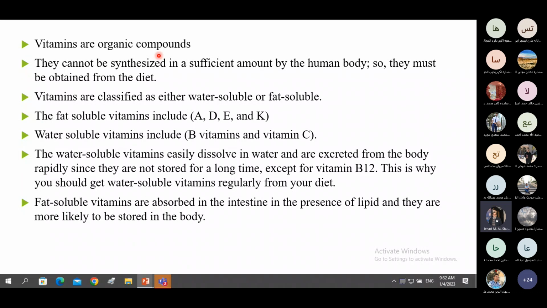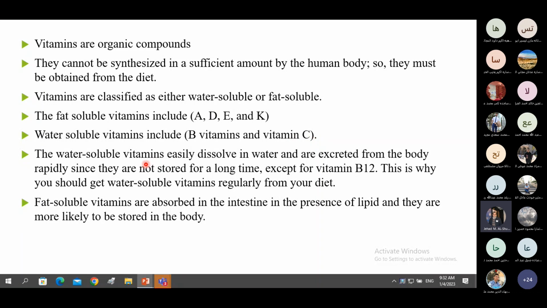According to their solubility, vitamins are divided into two groups. Fat-soluble vitamins, which include vitamin A, D, E, and K. And the other is water-soluble vitamins, which include vitamin B and C. So in today's lecture, we will study the water-soluble vitamins, some vitamins of the B group, and we will study C also.